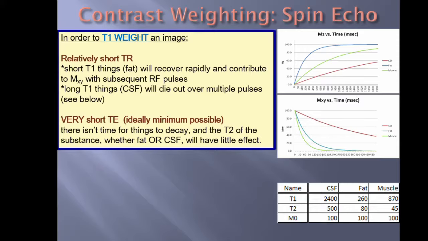First things first, you want a relatively short TR. Sounds kind of weird, but if we're trying to manipulate the regrowth, we can't give things too long to recover, okay? We use a short TR so that things like fat with a short T1 time will recover rapidly within our TR, okay? And then things with a long T1 time over multiple pulses, remember, we have to do 128 MR experiments, let's say, to get a single image. So over multiple pulses, things with a long T1 time like CSF will die out because they're not recovering between pulses.